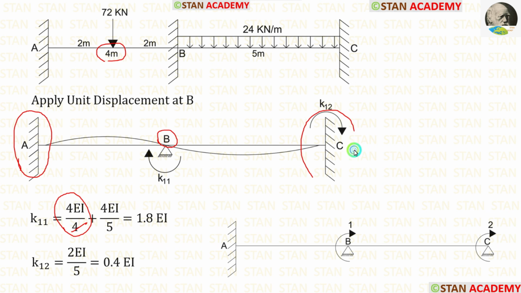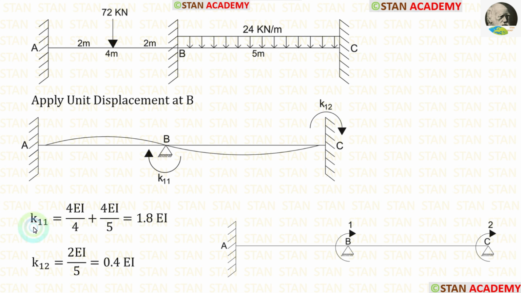Now let us look on the right of B. On the right of B also we are having fixed support. So we have to apply the same formula 4EI upon L. Length of BC is 5 meter. Let us apply that. For K11 we have two stiffness values. Let us add both of them. After adding we are getting 1.8 EI.